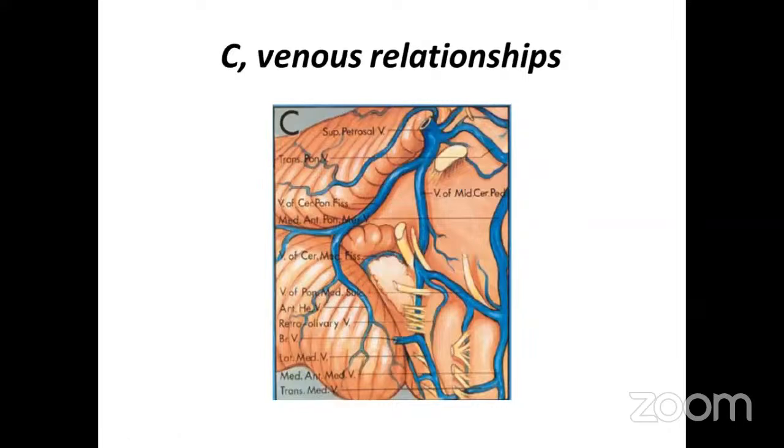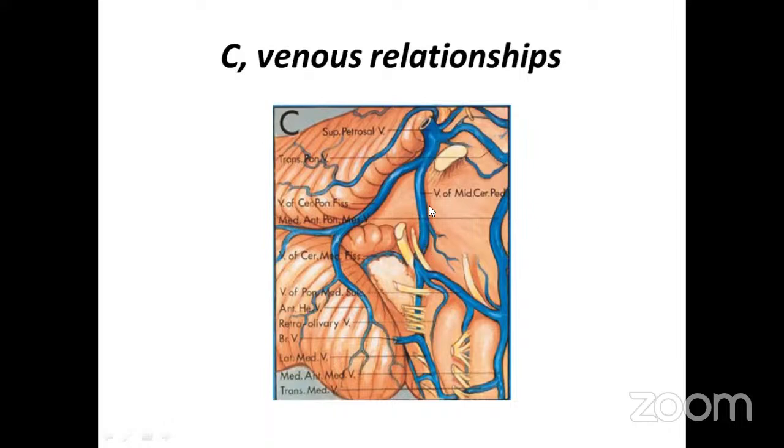That was the last venous relationship. So the veins related to this: if we see superiorly, there is a major vein that we have defined earlier, the superior petrosal vein. The superior petrosal vein is formed by the vein of the middle cerebellar peduncle and the cerebellopontine vein. These combine and form the superior petrosal vein along with the transverse pontine veins. So here we can see the transverse pontine vein.